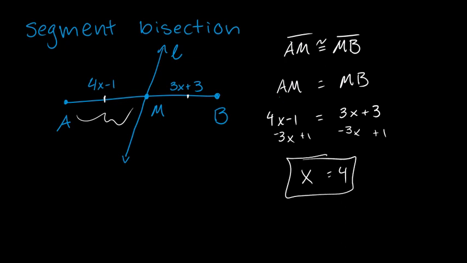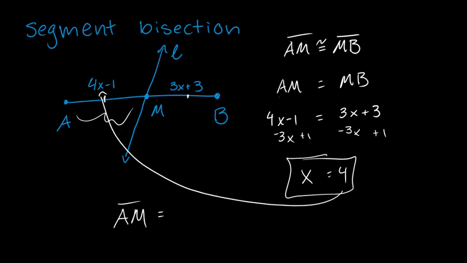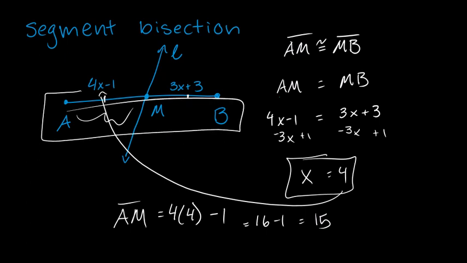So once I get my x value, if I ask for, well, what's the value of AM? You can go ahead and plug 4 back in to 4x plus 1, since x equals 4, and get 16 minus 1, which equals 15. And that's about all you might have to do with a segment bisector. You might have to just take it one step further and find the entire length, which if this piece is 15, and we know that these two pieces are congruent, the whole segment AB is going to be worth 30.